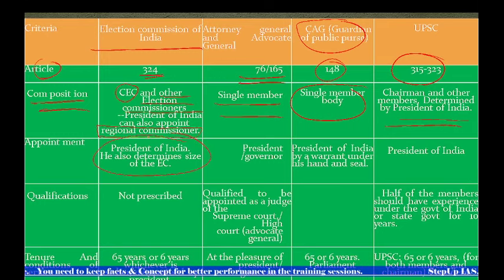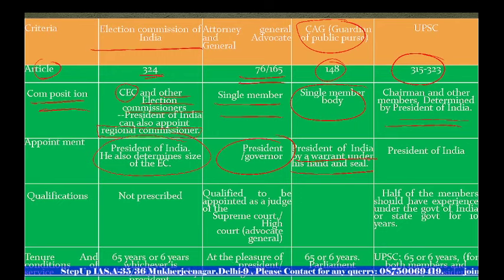He also determines the size of the Election Commission. Then Attorney General and Advocate General are appointed by the President and Governor respectively. Attorney General is appointed by the President, while Advocate General is appointed by the Governor. CAG is appointed by the President of India by a warrant under his hand and seal. So whatever his authority is, the President appoints the CAG. UPSC is appointed by the President of India.